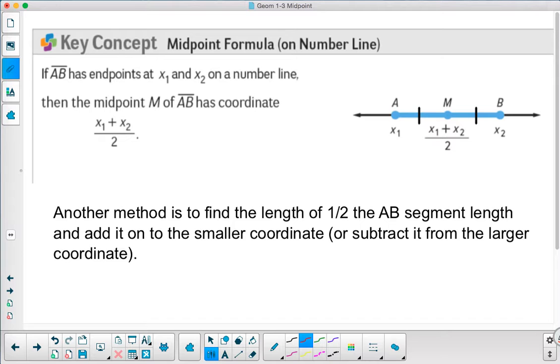So this screen has notes on it. The midpoint formula is a way that you can get the location of the midpoint using the coordinates of the 2 ends. So you're averaging those together. So pause so you can take your notes.